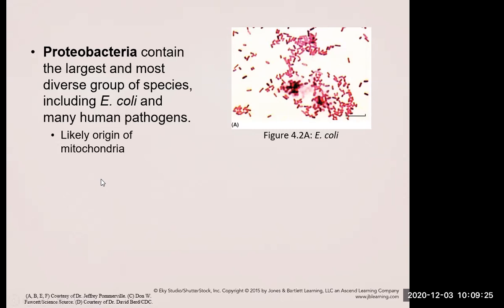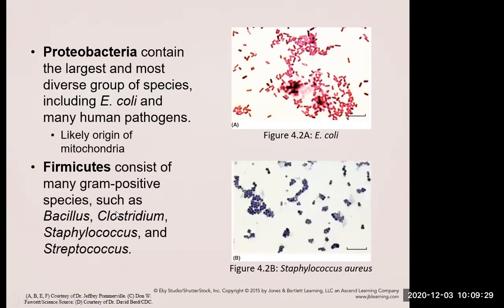The firmicutes, these are gram-positive organisms. We have bacillus, clostridium, staphylococcus, streptococcus. Again, you don't need to memorize these, but you will start to organize it all as we go throughout the semester and as you work in your lab. You'll come across these names again.